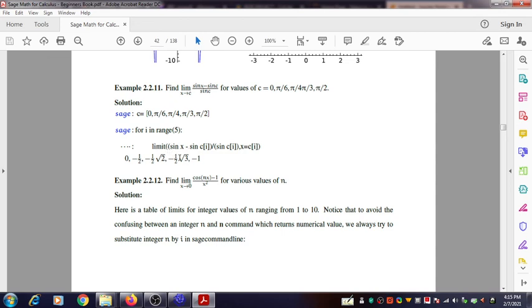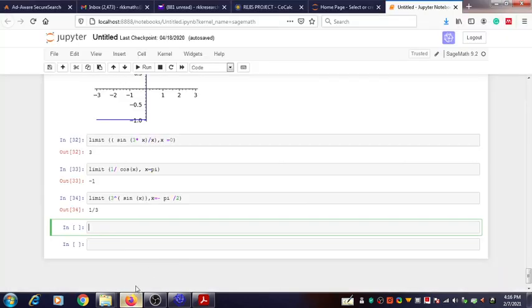limit of sin x minus sin ci. So this ci stands for c0, c1, c2, c3 and c4, and ci stands for the different values of c which are present in the list, starting from c0, c1, c2, c3 and c4. Let's proceed with these commands in the SageMath system and see whether it works.